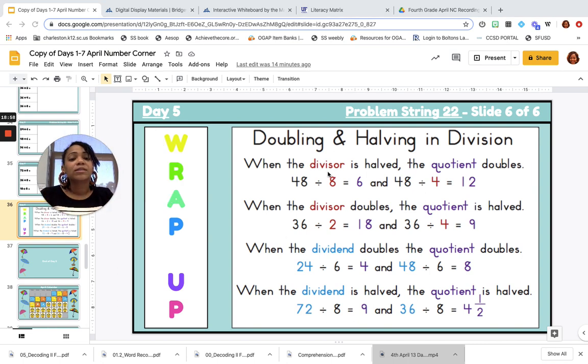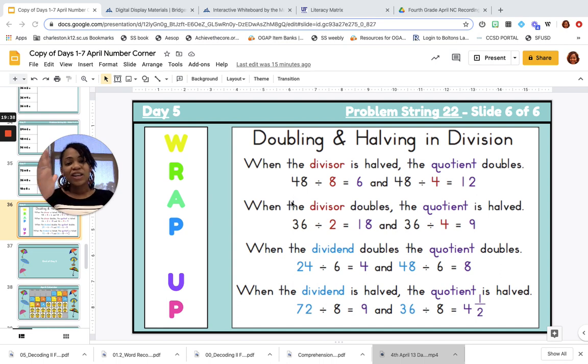When you halve your divisor, your quotient is doubling. Okay? When you're doubling your divisor, the quotient is halving. So it's doing the opposite. Okay? But when you double your dividend, the quotient also doubles. So you're doubling your first number, then your answer also doubles. Now you're doing the same thing. Before, you were doing the opposite. If you were to halve the dividend, which we didn't get to today for the sake of time, then you would also be halving your quotient.